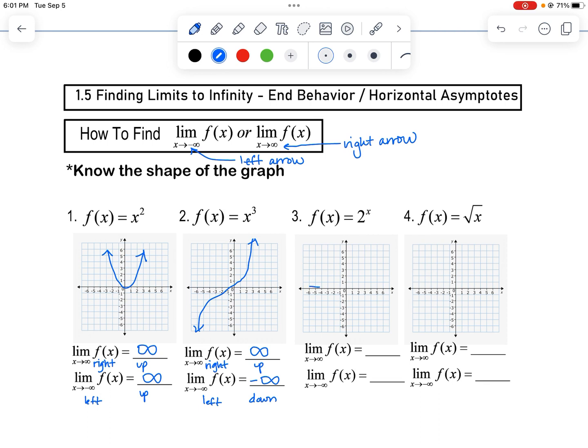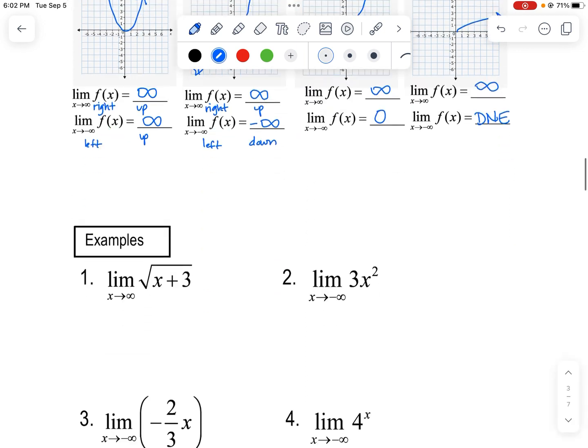Other graphs would be exponential growth, which grows up and to the right. So the right arrow is going up to positive infinity. The left arrow is going towards 0, towards y equals 0. And then square root of x looks like this. As we're approaching positive infinity, the right arrow is going up to positive infinity. And as x approaches negative infinity, that does not exist because the graph does not go towards negative infinity. So that's just knowing the basic shape of the graph.